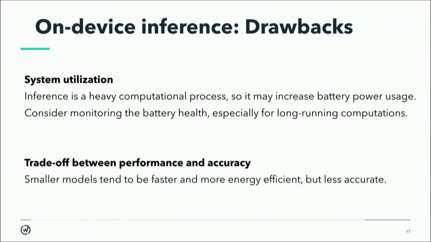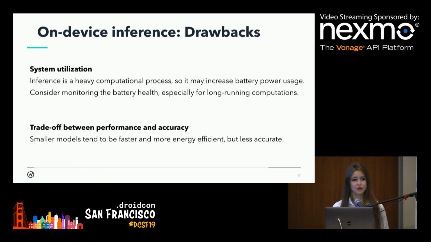But there are some drawbacks, of course, as well. Even though mobile hardware has been advancing really fast and it's becoming more and more powerful, we're still in a limited resource environment. So we need to remember that inference, or prediction, is a heavy computational process, and that means it may increase battery power usage, so we should watch the battery health. Also, there's a trade-off between performance and accuracy of the model. Models of smaller size tend to perform faster, and they also tend to be more energy efficient, but they can be less accurate. And so, again, a lot of things can depend on your use case.